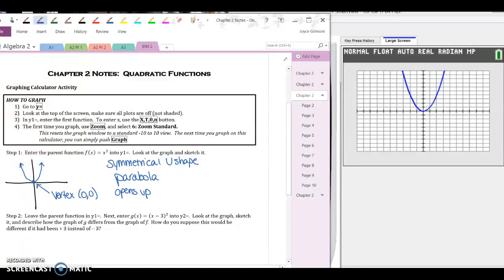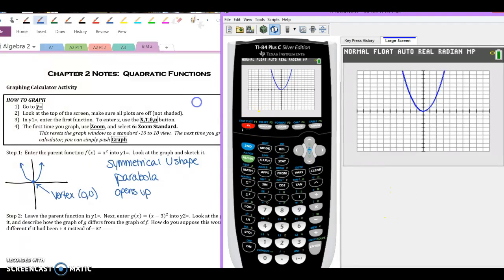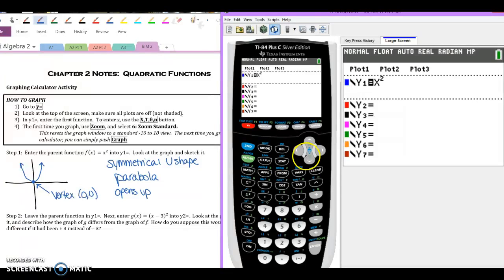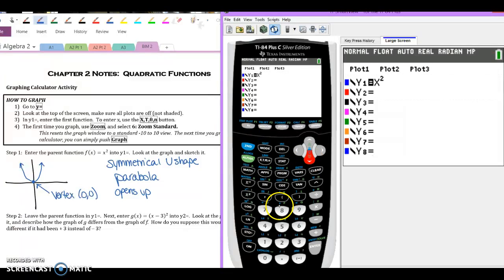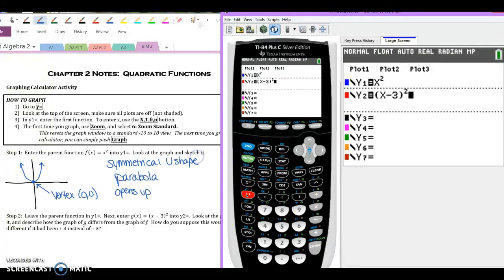All right. Notice this graph opens up. The ends of the U are pointing upward. Step 2, we are going to graph x minus 3 in parentheses raised to the second, but we're going to leave this parent function in y1. So go into your y equals. And in y2 equals, I want you to enter parentheses, x minus 3, close your parentheses, squared. Anyone want to take a guess what you think this graph is going to look like? Nobody's brave. Nobody wants to guess. It's going to look like this as I point to my calculator screen.